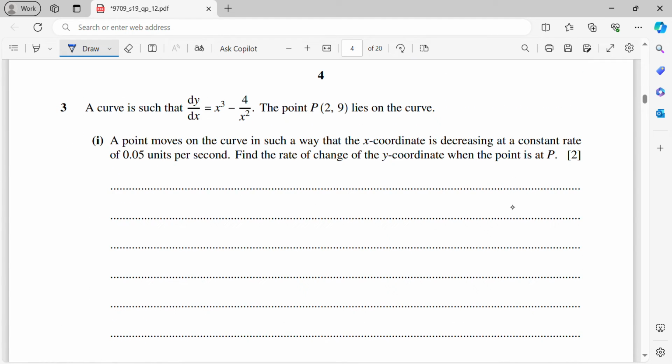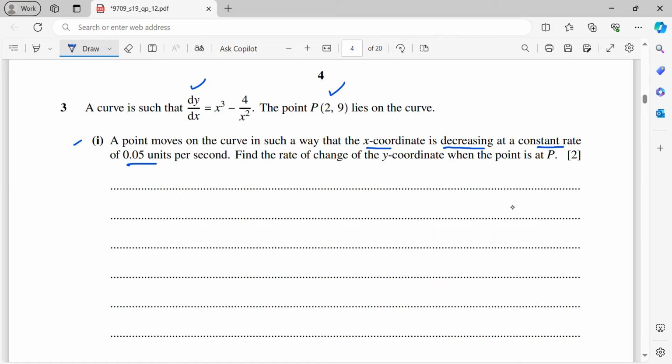Okay, now, question number 3. The curve is such that dy/dx is this expression, and then the point P with coordinates (2, 9) lies on the curve. First part, a point moves on the curve in such a way that the x-coordinate is decreasing at a constant rate of 0.05 units per second.